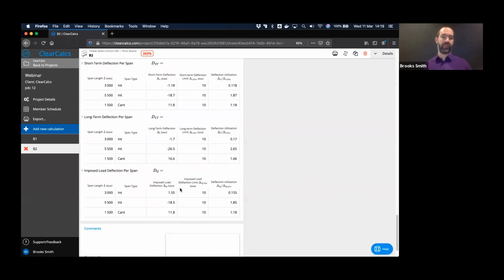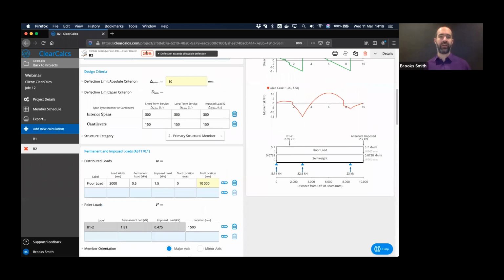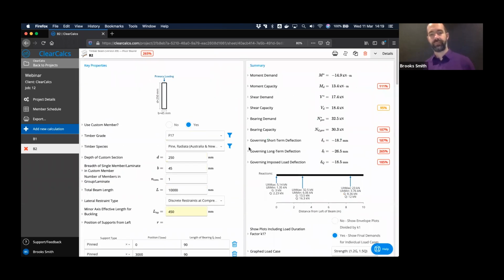And then deflection, we have 3 different spans now shown as well, so you can look at what those deflections are for each individual span. Now, at the top of the screen here, you can see that we are way above the maximum that we can support for this beam. Everything is in the red.